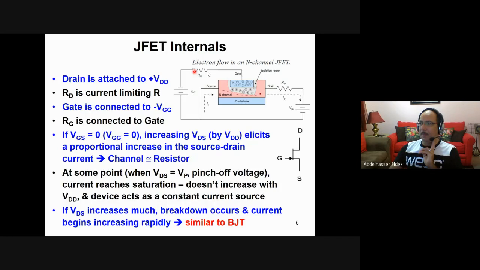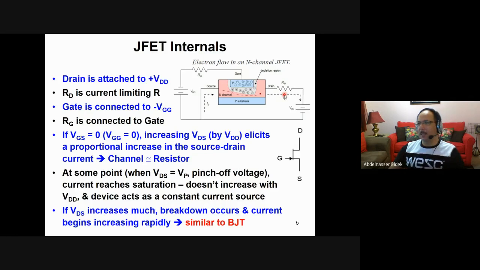So here, how we do it, we usually connect the gate to a certain negative voltage, called VGG. And usually you have this resistor for limiting the current, of course. We add a resistor here. And the drain is connected to another source, but positive here, and the negative is connected to the source. And we have a resistor to limit the current.